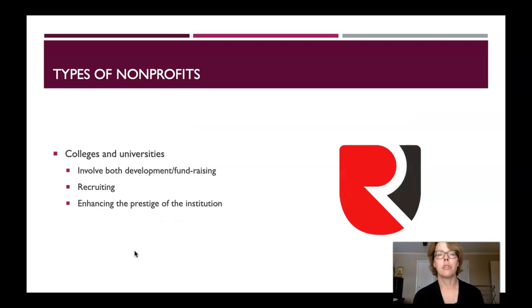And then, of course, colleges and universities, many of them are nonprofit. Most of them are nonprofit. There are some for-profit institutions out there. So we're not at Rochester University. Our goal is not to make money. Our goal is to educate students. So it involves a lot of fundraising to help the university continue doing what it's doing, recruiting students, enhancing the prestige of the institution, all things that a PR person for a college and university would do.